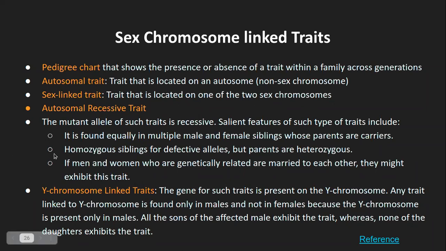Next is Y chromosome linked traits. Simple thing you can imagine: the Y chromosome is only present in males, not present in females. So whatever Y chromosome linked traits are there, they will be present only in males. They cannot be shown in females at all, right? And all the sons are going to get affected, because this is the male trait.